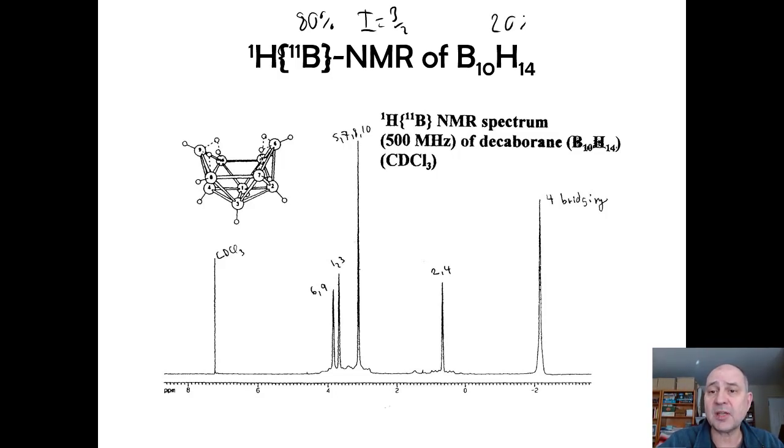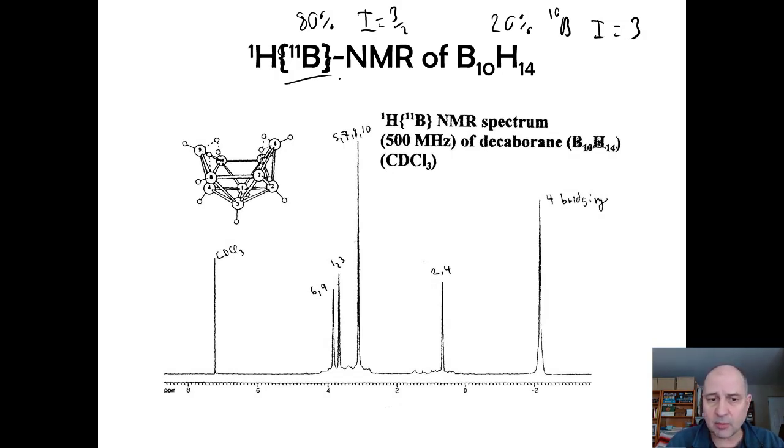And then 20% is the other isotope, which is boron 10, and it actually has a spin of 3. So we do have the potential of coupling to boron 10 because we're only decoupling boron 11 here. So keep that in mind.